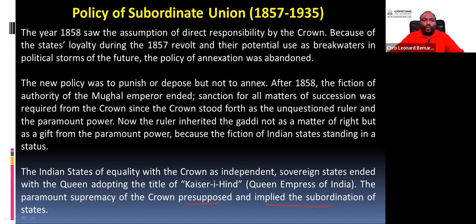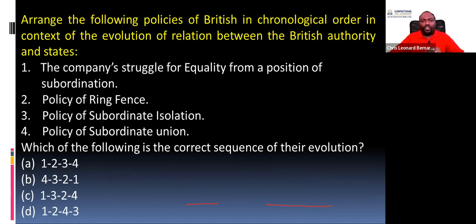So the question: arrange the following policies of the British in chronological order in the context of the evolution of relations between the British authority and the states. First, the company's struggle for equality from a position of subordination; second, policy of ring fence; third, policy of subordinate isolation; fourth, policy of subordinate union. Which of the following is the correct sequence? 1, 2, 3, 4; 4, 3, 2, 1; 1, 3, 2, 4; 1, 2, 4, 3.